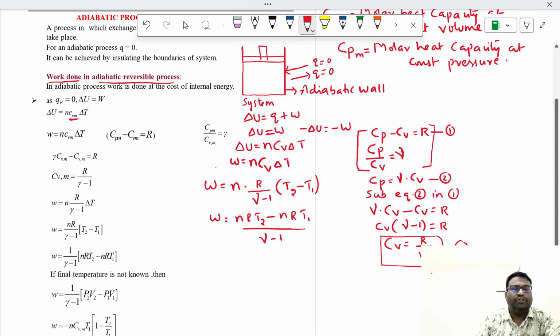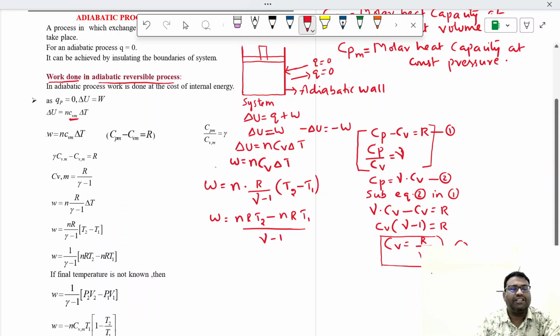So if during compression or expansion we have the initial temperature, and if the final temperature is also given, then we can use this formula. So this formula is used when the final temperature during that adiabatic process is given.